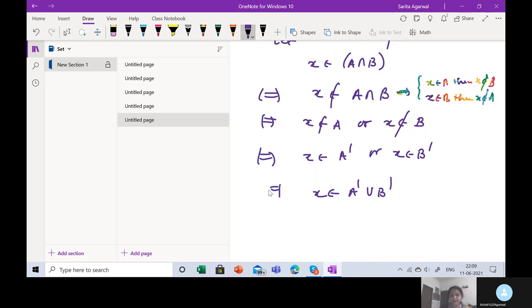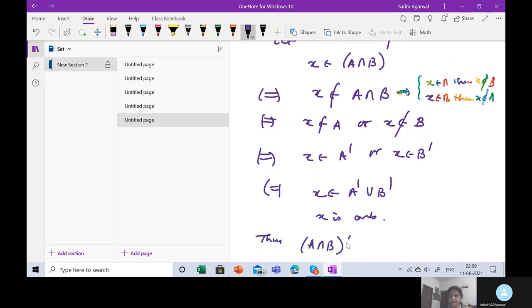Right? So this is if and only if, and this X is arbitrary. That means this gives us that (A intersection B) complement is A complement union B complement, right?